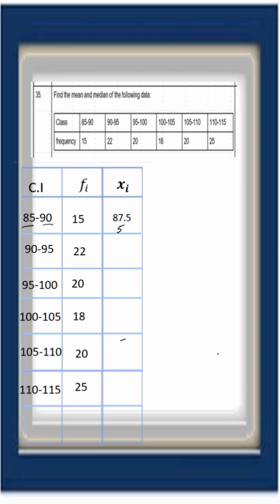87.5 plus 5, what is it? 92.5. 92.5 plus 5, 97.5. 97.5 plus 5, what is it? 102.5. 102.5 plus 5, 107.5. 107.5 plus 5, it is 112.5.